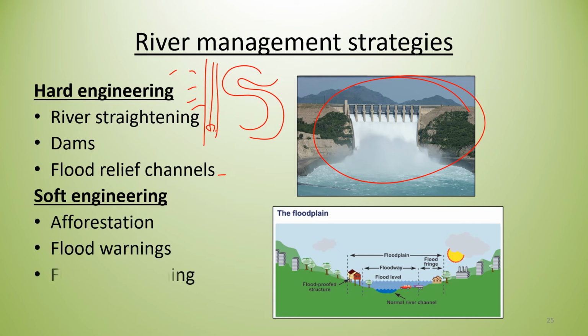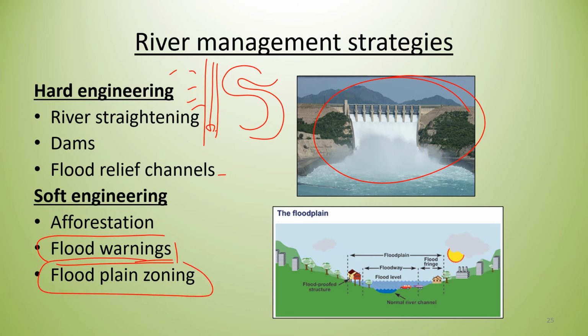We can also put soft engineering in place. Afforestation, flood warnings. A flood warning is this: it is going to flood, leave the area. That might come out on a radio or a TV program. And finally, floodplain zoning that you can see on the right hand side here. Floodplain zoning says, don't build on there, but you can have a car park. Or if you are going to build on here, make sure your houses are on stilts.